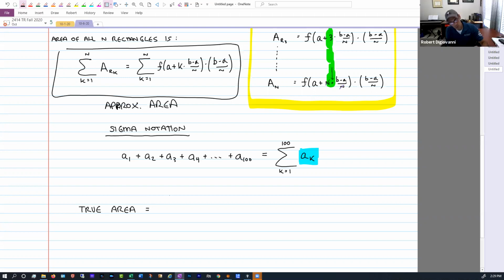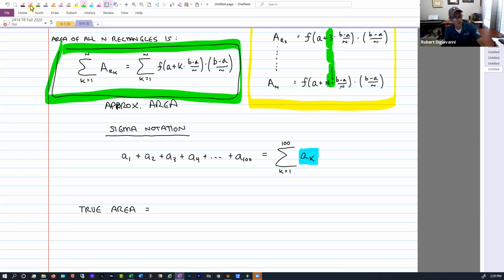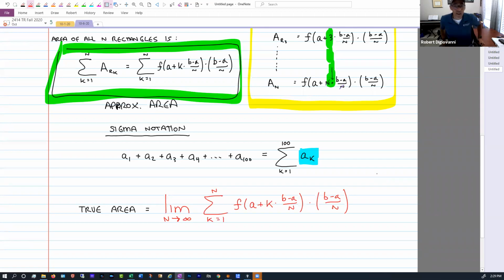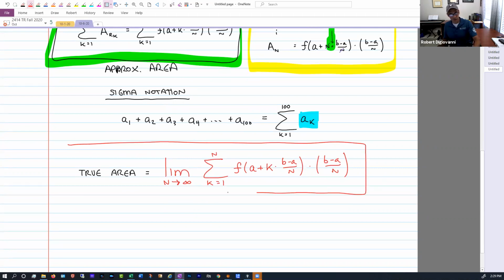There we go. We want to do this formula that I just boxed up here. We want to take that formula and ask ourselves, what is the limit as n goes to infinity of the sum k equals 1 to n of f of a plus k times (b minus a) over n, times (b minus a) over n? What is that limit? Whatever that limit is, that is the true area. That is the true area, everyone.